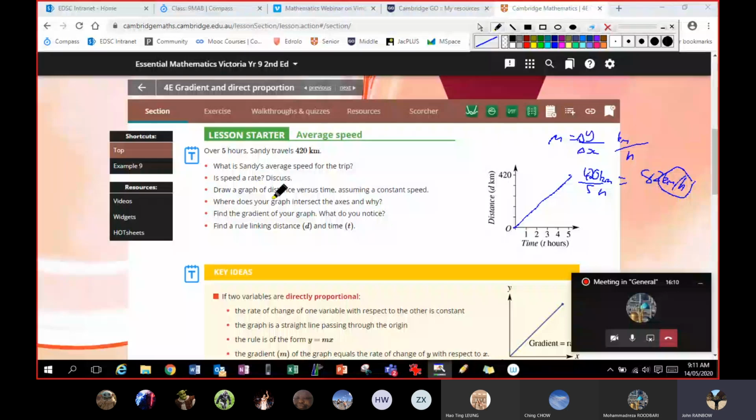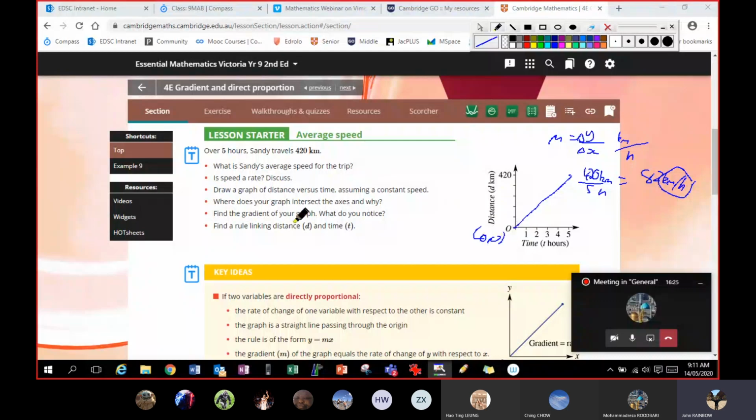Draw a graph of distance versus time, assuming constant speed. Done that already because that's 420. It would be constant. Where does your graph intersect the axis and y? Well, it would intersect the axis at 0, 0, because obviously when she started her trip, she started at 0 kilometers, right? That's why.